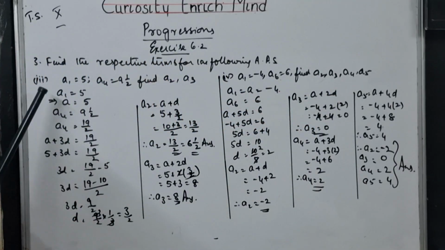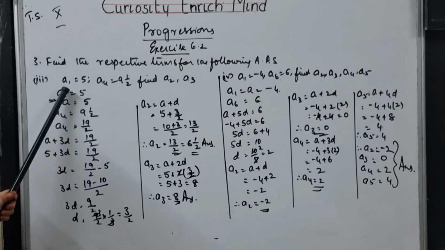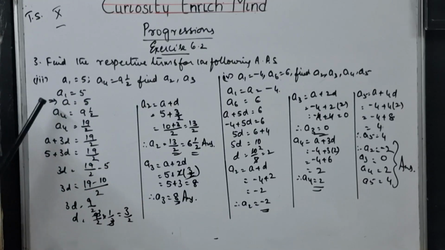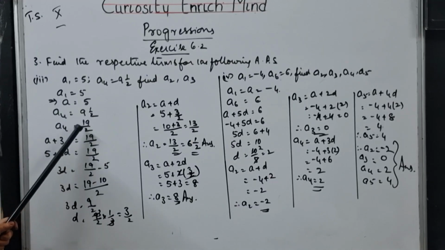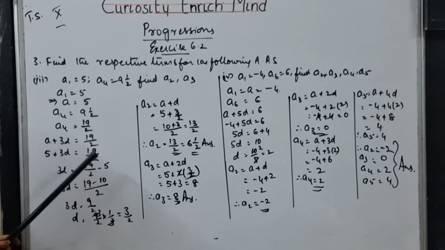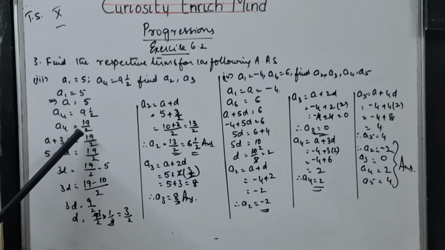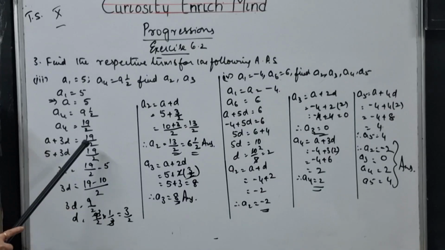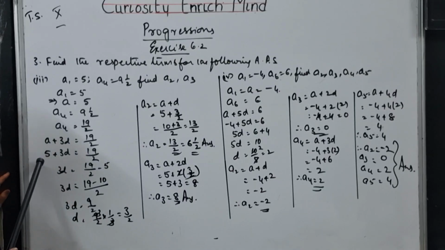Now, the question is: A1 is given, A4 is 9 1 by 2, find A2 and A3. A1 is 5 means A is 5. A4 is 9 1 by 2, which I have converted from a mixed fraction into an improper fraction, that is 19 by 2. A4 formula is A plus 3D. A plus 3D is 19 by 2. So A is 5. 5 plus 3D is 19 by 2.